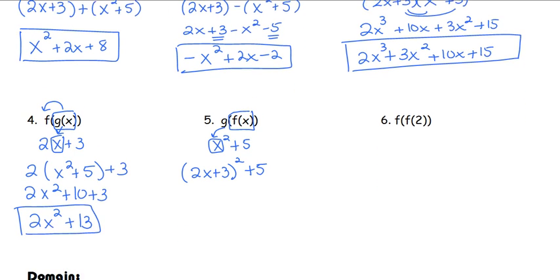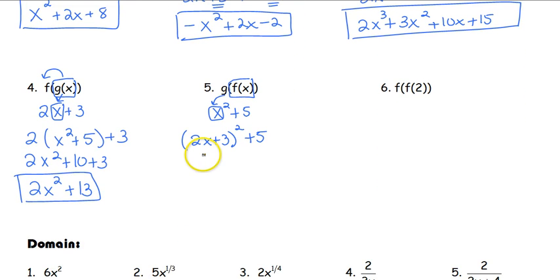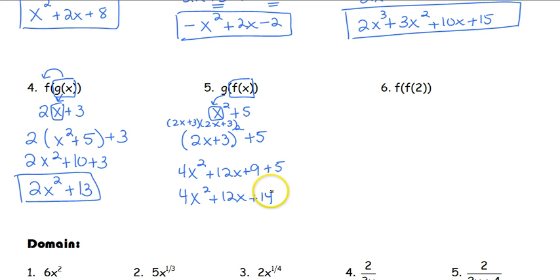We are squaring that binomial, which means we are FOILing. So that's 2x plus 3 times 2x plus 3. That's that quantity twice, giving us 4x squared plus 12x plus 9 when we FOIL those two pieces, and then we're adding 5 to that from the plus 5. So that gives us 4x squared plus 12x plus 14.